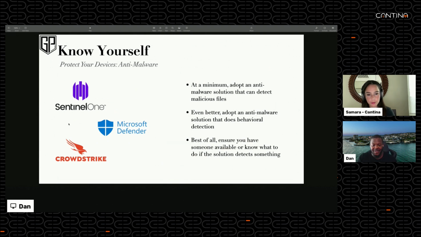I would say best of all, make sure you have someone who knows what to do if the solution does detect something. I think step one is having a solution in the first place that will do the detection. I think by default, in a lot of cases on modern Windows, you'll have Defender in place, and it's pretty decent. Make sure you're not turning off all of the settings for Defender or turning off things like tamper protection.